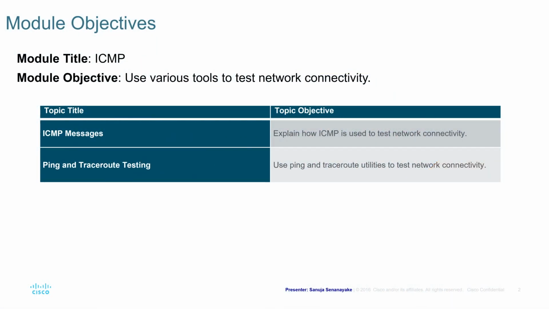In this module, we will learn about ICMP messages and explain how ICMP is used to test the network connectivity. We will learn about ping and traceroute testing, which use ping and traceroute utilities to test the network connectivity. Remember, ICMP is the protocol that we use when we try to ping a device from another device. So that's what we will be covering in this particular lecture.